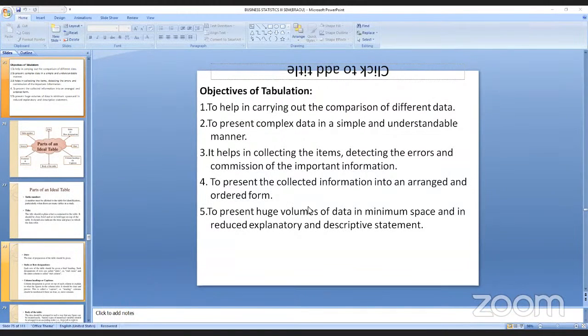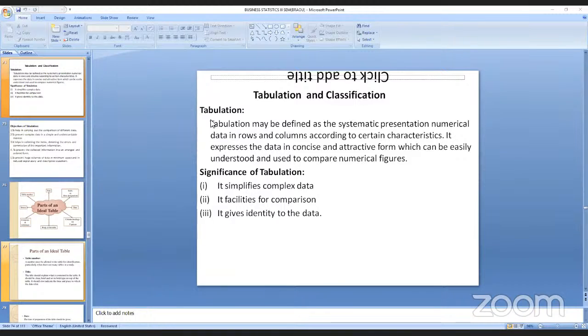Yes, ma'am. And next, we'll see what the objectives of tabulation are. You take this screenshot, ma'am. What is the meaning of tabulation? Make it fast. Done, ma'am. Are you all writing in your book now? Yes, ma'am.